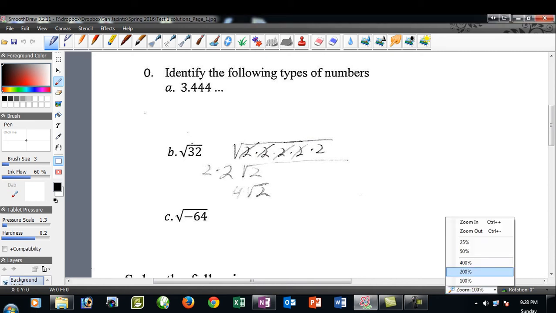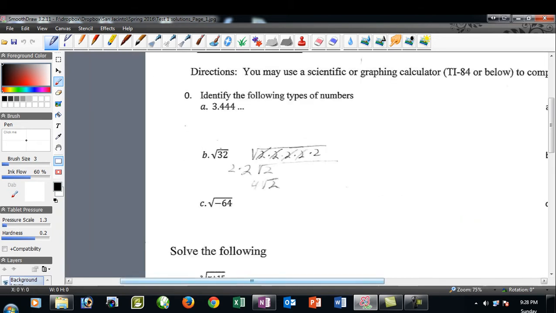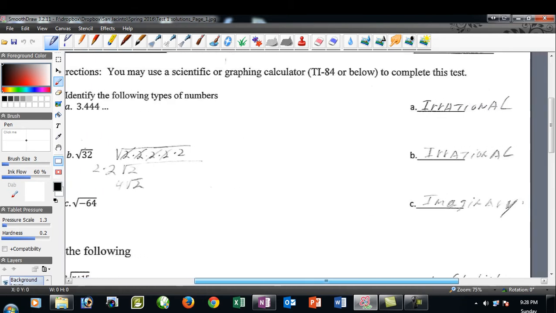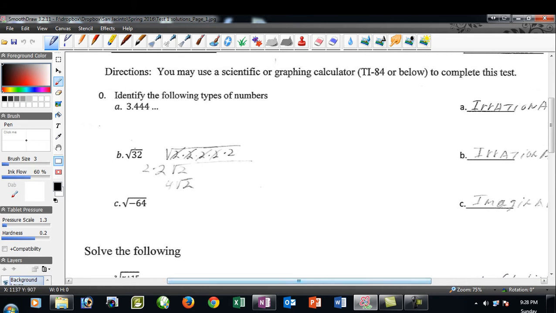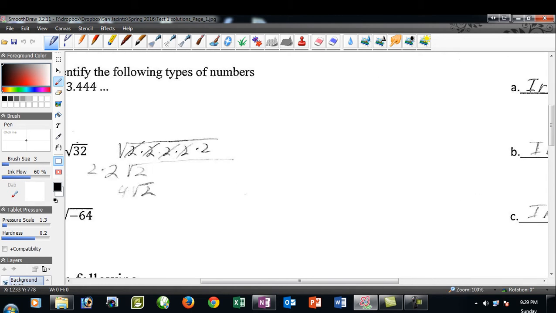Okay guys, here's the video that we've been looking for, the test. I'm just going to bring it up already worked out so that we can look at a couple of things. First problem says identify the following types of numbers. Make sure you remember irrationals. Those are pretty straightforward. Know your pieces that we talked about in class.